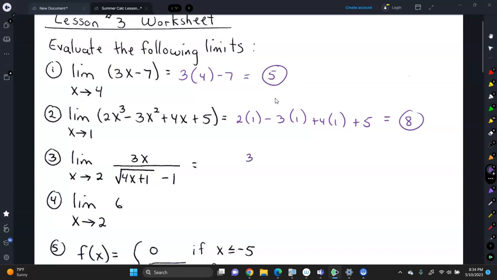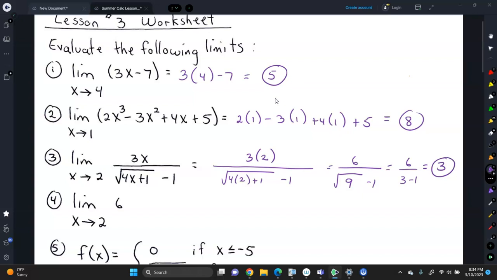So here we're going to get 3 times 2 over the square root of 4 times 2 plus 1, and then minus 1. So we've got 6 over the square root of 9 minus 1. So that's 6 over 3 minus 1, which gives us 6 over 2, which is 3.